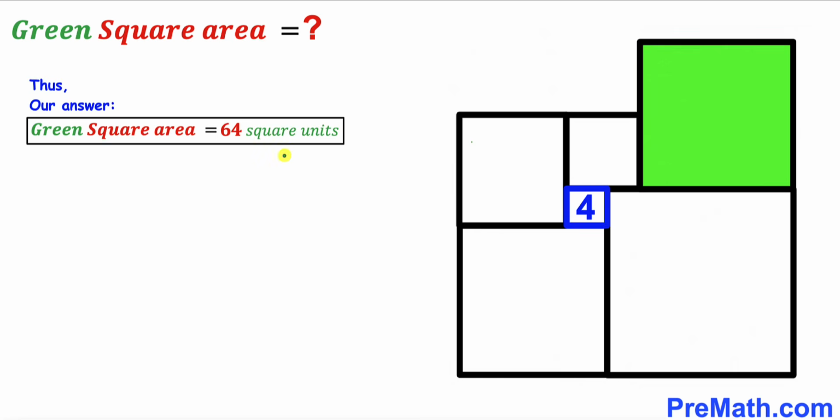So after all the calculations and manipulations, the area of this green shaded square turns out to be 64 square units. And that's our final answer.